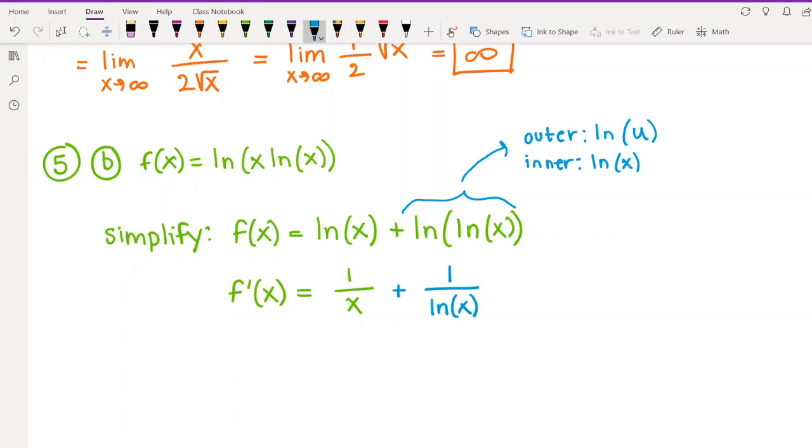Just the same way that, let's say this was ln of sine of x, you would do 1 over sine of x. Or if it was ln of 5x, you would say 1 over 5x. Or if it was ln of secant of x, you would say 1 over secant of x. Whatever function's in there, you do 1 over that. Then we have to multiply by the inside derivative, which is the derivative of ln of x, and that is just 1 over x. So altogether, our answer comes out to be 1 over x plus 1 over x times ln of x.